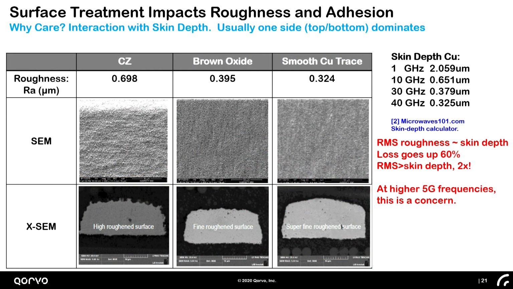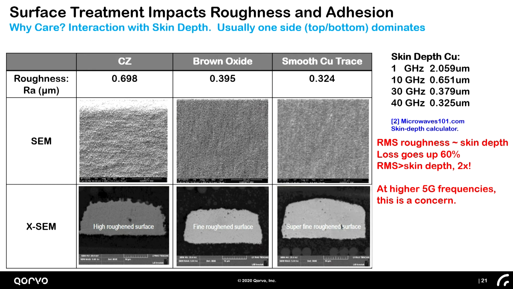The surface treatments, so these are just 3 different surface treatments in an attempt to get the surface roughness down. The CZ doesn't stand for anything particular, it's just the treatment they have. So that one's kind of rough. This brown oxide is another treatment, that's a little bit better. And then you've got the smooth trace that's 0.32, which is better.